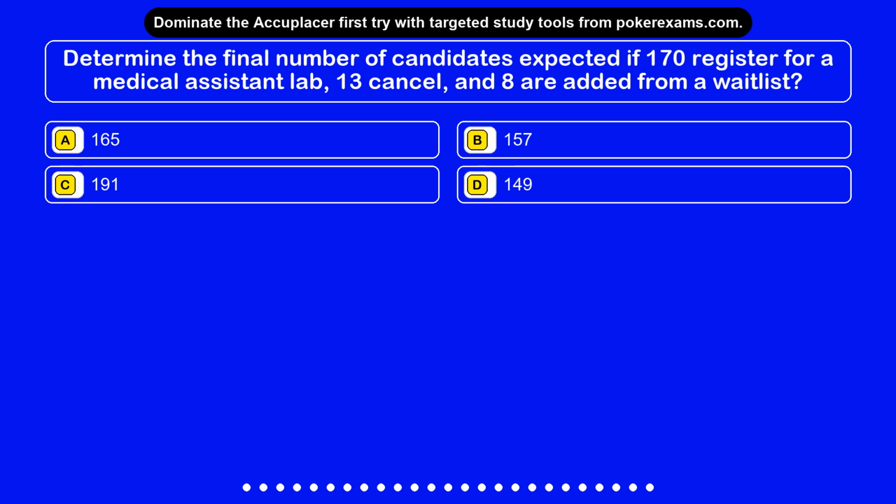Question 1. Determine the final number of candidates expected if 170 register for a medical assistant lab, 13 cancel, and 8 are added from a waitlist. Option A, 165. Option B, 157. Option C, 191. Option D, 149.